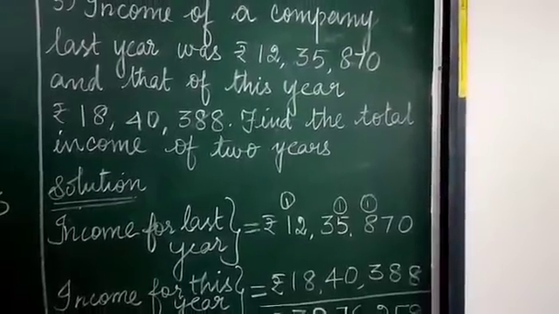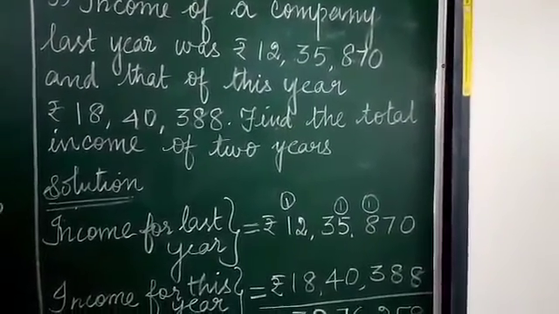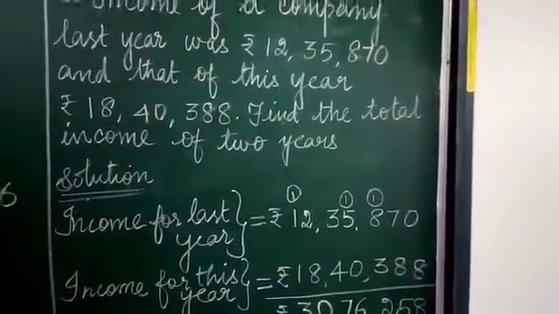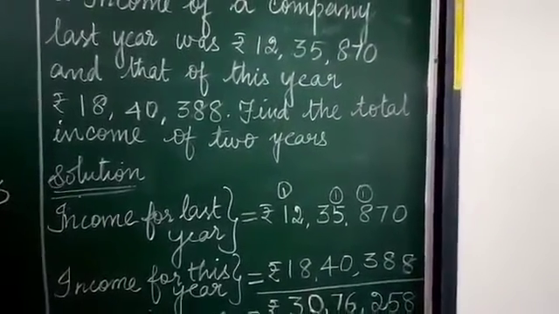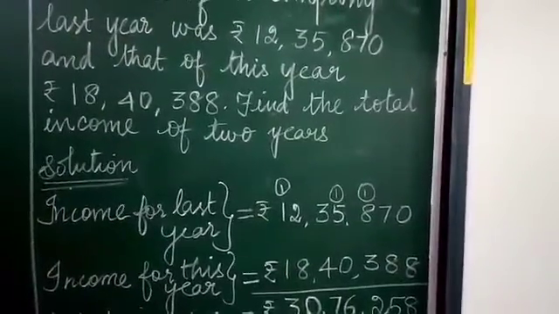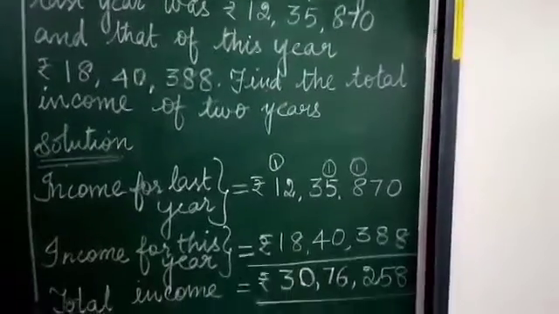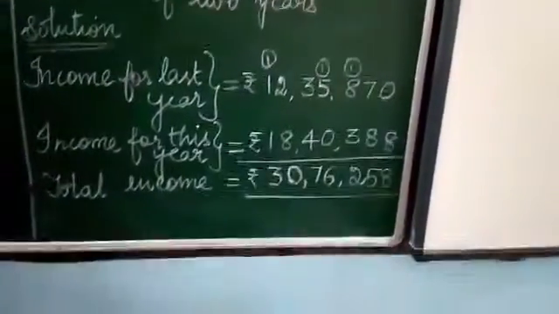So here, see the question. Income of the first year of a company is given and income for this year of the company is given. And they asked to find out the total income of 2 years. So here the clue word we have is total income. So what do we have to do? We are going to add.